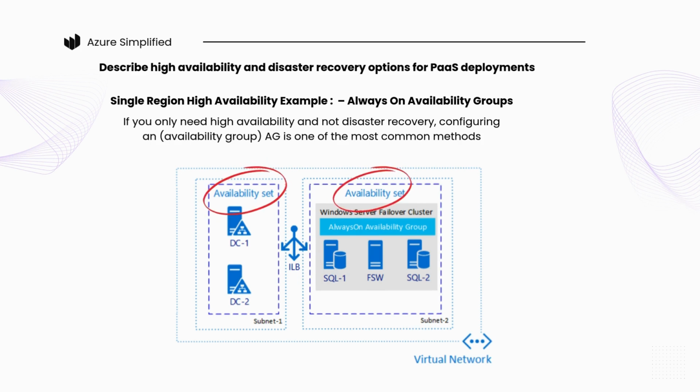5. Availability sets. Both domain controllers and SQL cluster nodes are placed in separate availability sets to improve fault tolerance and reduce downtime. The purpose of this architecture is to ensure high availability and fault tolerance for SQL Server workloads in Azure. It allows automatic failover in case of server failure, and uses Always On availability groups for database replication and failover.